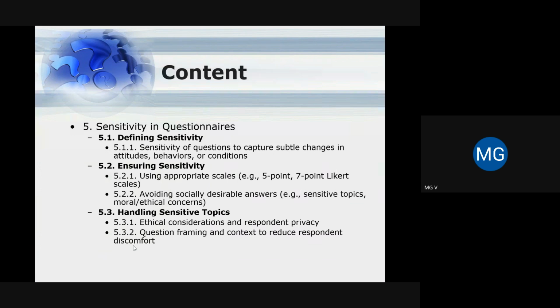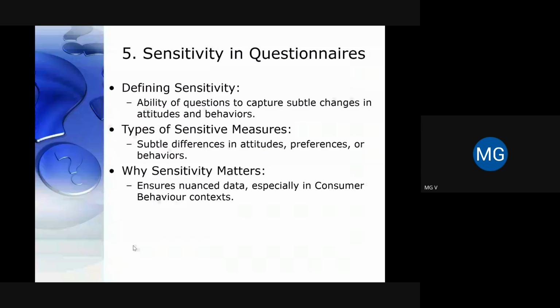Now we can focus on sensitivity in questionnaires. Anyone who can suggest what we mean by sensitivity in questionnaires?